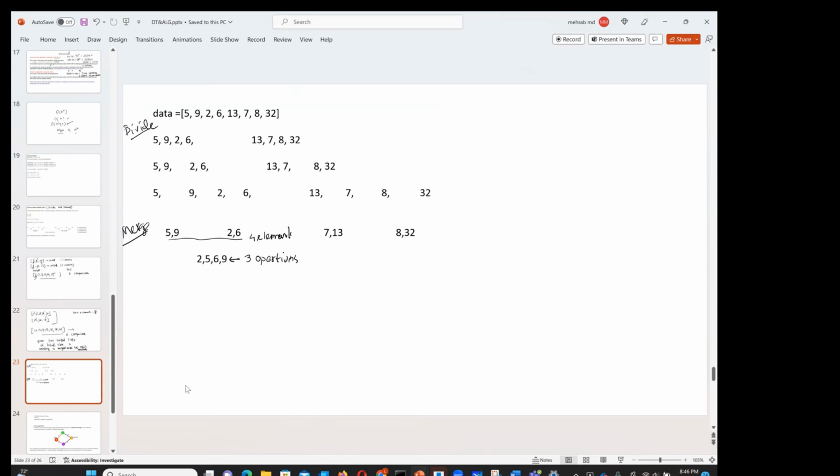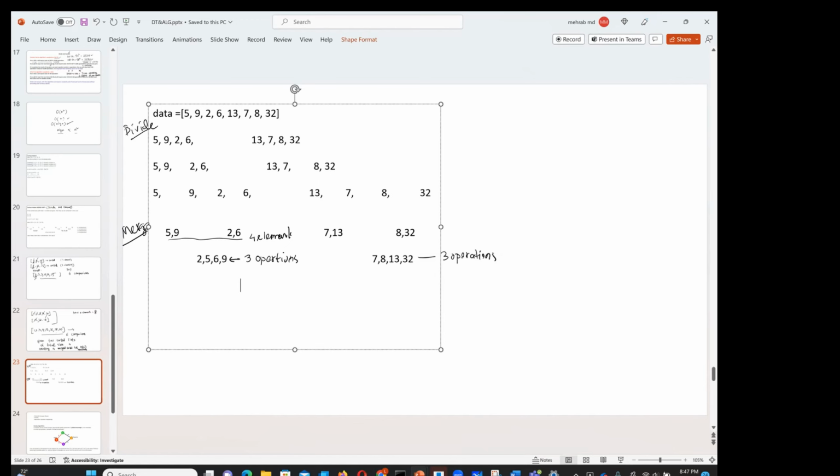Next one would be 7. I'm just merging, right? 7, 8, 13, 32. How many operations will we need to find this? 3. 3 operations, right? Okay. Let's move to the next one.